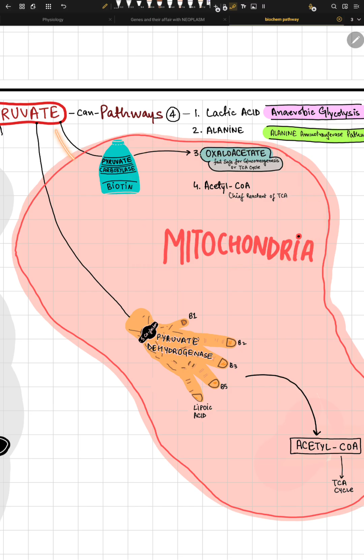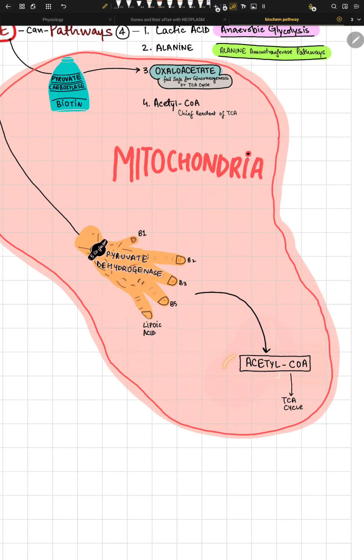The physiological relevance of this whole thing is that, no, sorry, not the pyruvate dehydrogenase complex, this pyruvate carboxylase makes sure that the TCA cycle runs smoothly. It never runs out of OAA. It provides a good substrate for gluconeogenesis during fasting, especially in the liver and kidney. Okay, so the last pathway is pyruvate turning into acetyl-CoA.